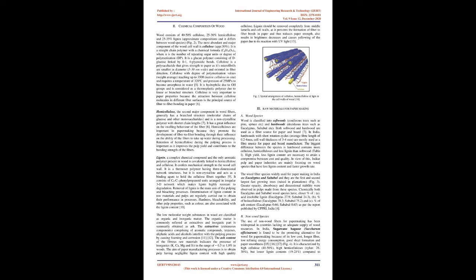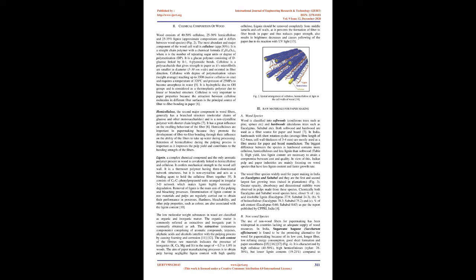Cellulose is a polysaccharide that gives strength to paper as its microfibrils are small in diameter, 5 to 30 nanometers wide, and oriented in the fiber direction. Cellulose with degree of polymerization values, weight average, reaching up to 3,500, native cellulose in situ, requires a temperature of 320 °C and pressure of 25 MPa to become amorphous in water. It is hydrophilic due to OH groups and is considered a thermoplastic polymer due to its linear or branched structure. Cellulose is very important to paper properties because the attraction between cellulose molecules in different fiber surfaces is the principal source of fiber-to-fiber bonding in paper.